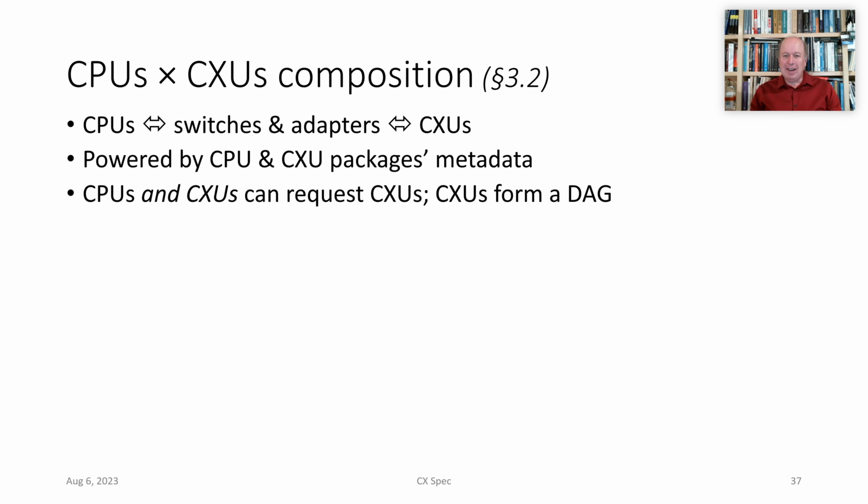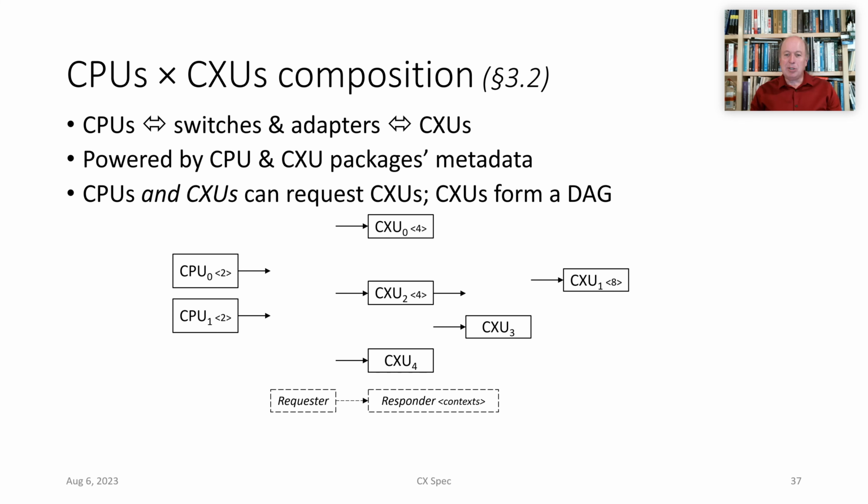The CXU-LI enables automatic composition of CPU and CXU complexes. Composition configures the CPU and CXU RTL modules with compatible parameter values, and then inserts switch and adapter CXUs to wire everything together. This is powered by CPU and CXU package metadata, which defines feature levels and feasible parameters for each component. Since both CPUs and CXUs can issue CXU requests upon other CXUs, the CXUs in a system will form a directed acyclic graph.